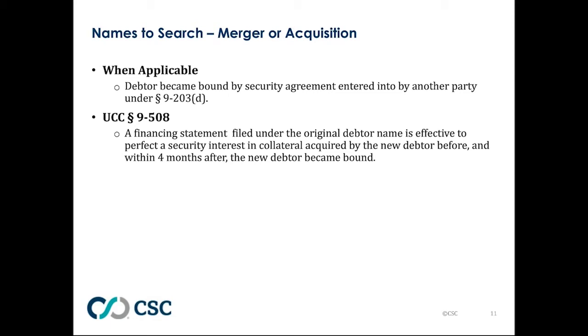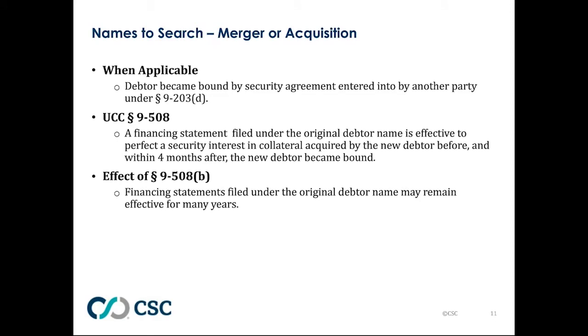So again, just like a debtor name change, financing statements may be left out there under the names of these merged or acquired entities, some of which may not even exist any longer. And they can be out there for many years. The secured party is under no obligation to amend them. The risk of doing that is that they'll lose perfection in after-acquired collateral. But they could be out there and they could pose a risk for the searcher that isn't aware of the existence of these records. So it is important to search not just under the current name, but also under former names of the debtor, if applicable, and also under the names of merged or acquired debtors.